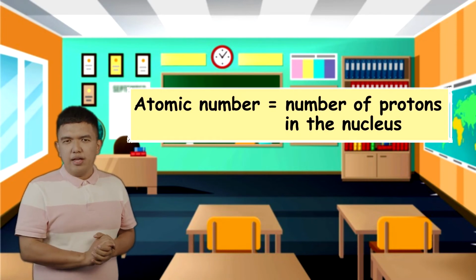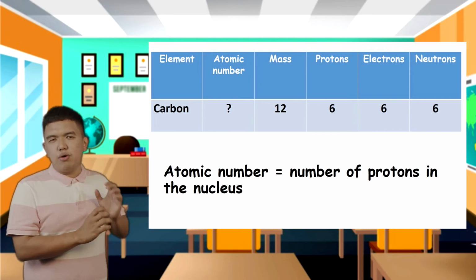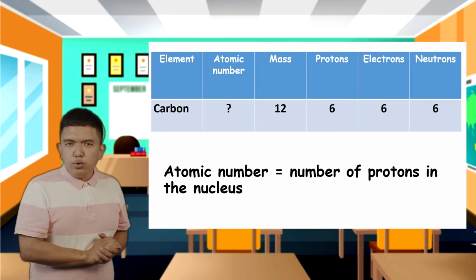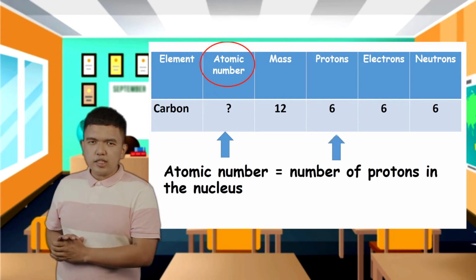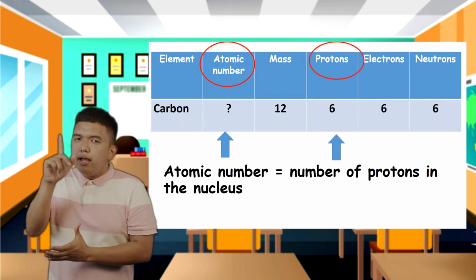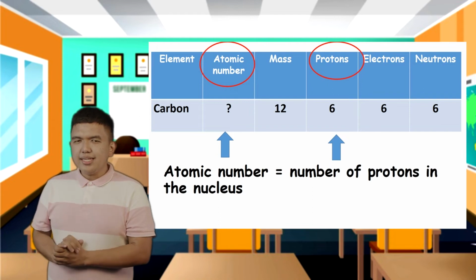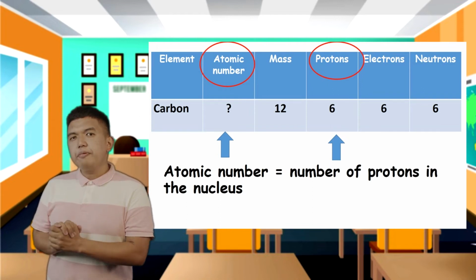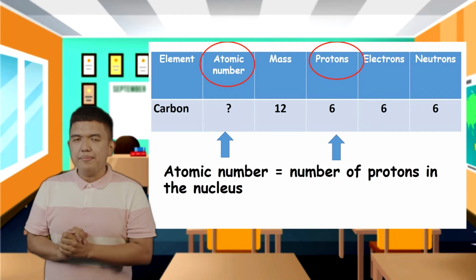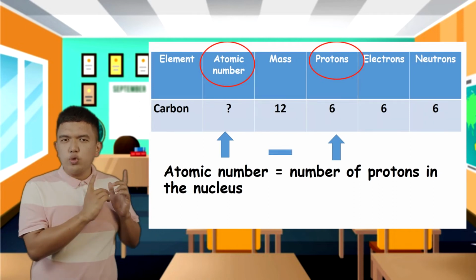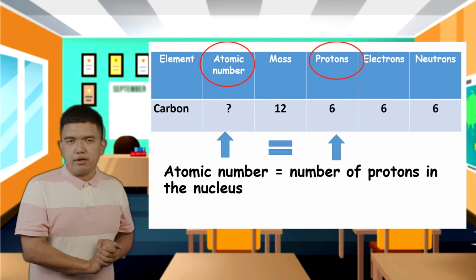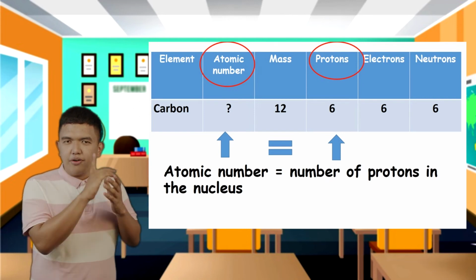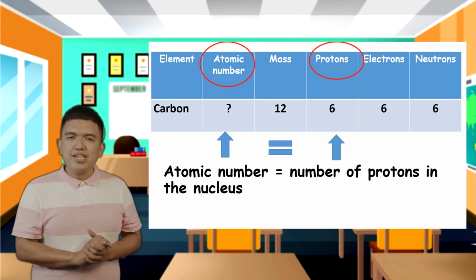For example, we have the element C or carbon. We will compute for the atomic number. Since there are 6 protons and electrons, the atomic number is also 6, since the number of protons is equal to the atomic number. Since 12 is the mass number, we need to find the number of neutrons. For us to find it, let's use this equation.